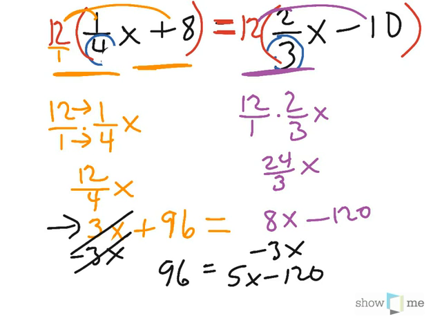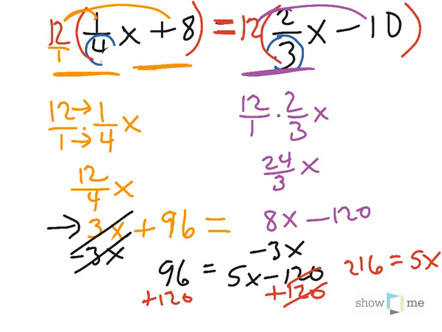And then I'm probably going to take the 120 and add it. And when I add 120 to 96, I'm going to get 6, 9 plus 2 is 11. So I get 216 equals 5x. Now what you notice is it doesn't look like this problem's going to come out nicely, but that's okay. It doesn't have to be a whole number.